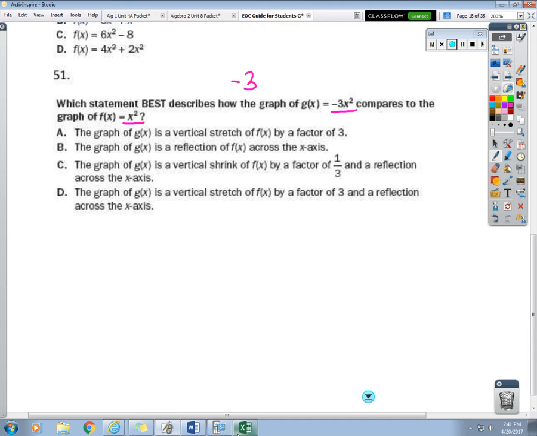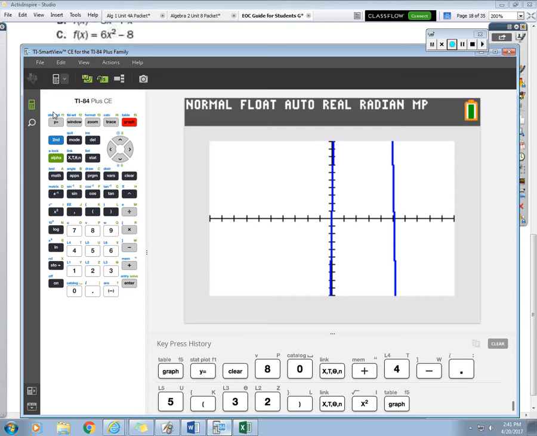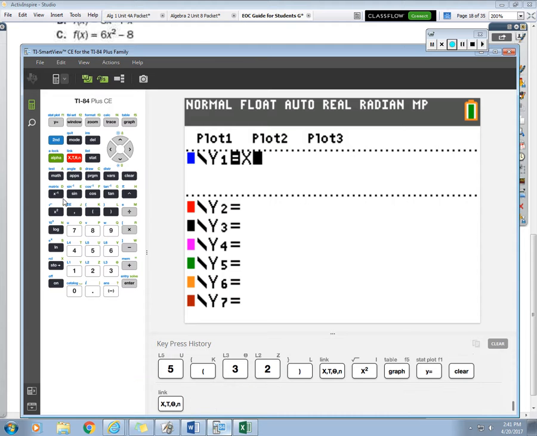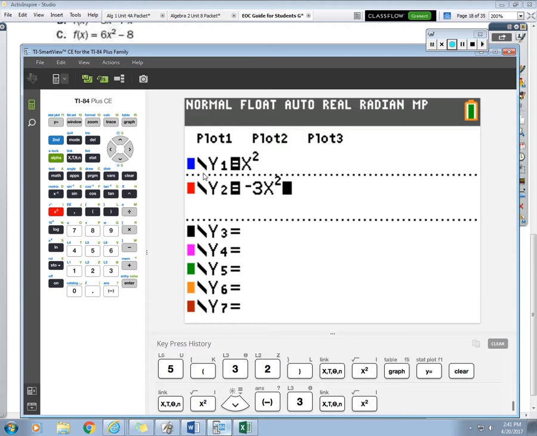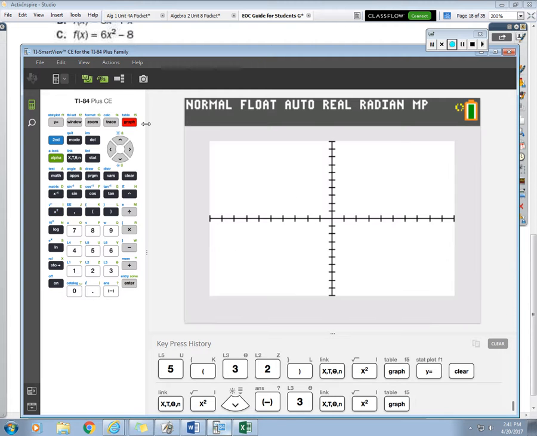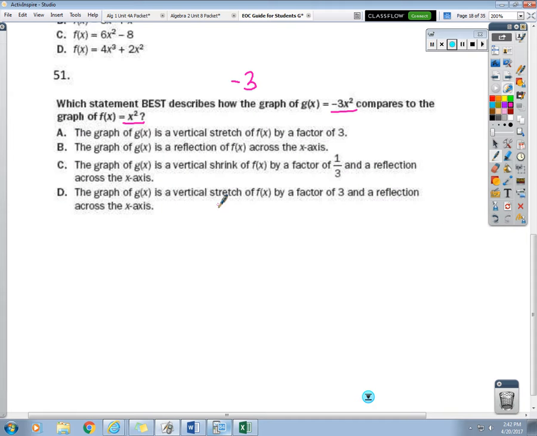And look, if you're not sure, couldn't you just graph each one? Start out by graphing just x squared, and then in the second line, graph negative 3x squared. Okay, blue is going to be the original, red is going to be the one with the negative 3. Okay, see how it turned it upside down over the x-axis? So we're looking for the word reflection, which A does not have, the rest of them do.